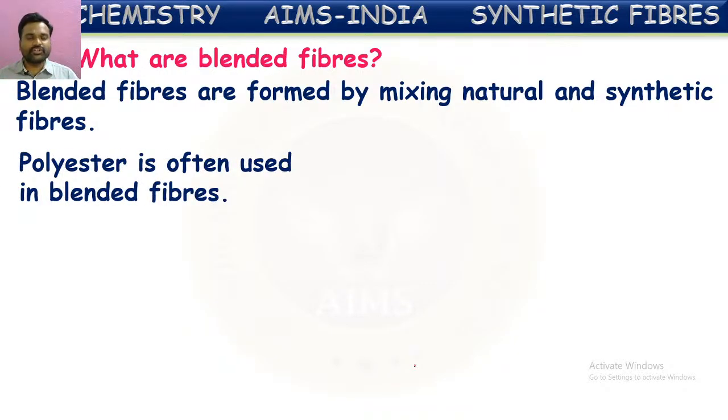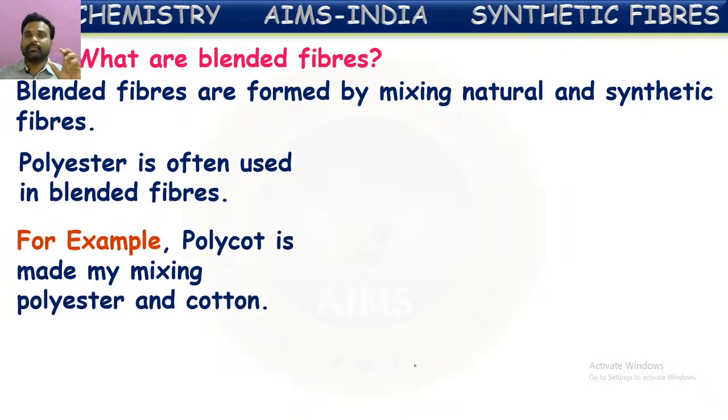Polyester is often used in blending of fibers. So polyester is blended with certain natural fibers. For example, polycot is one of the blended fibers, which is made by mixing polyester with cotton. Polywool is also one of the blended fibers. So here, by mixing polyester with natural fibers, we are making these blended fibers.